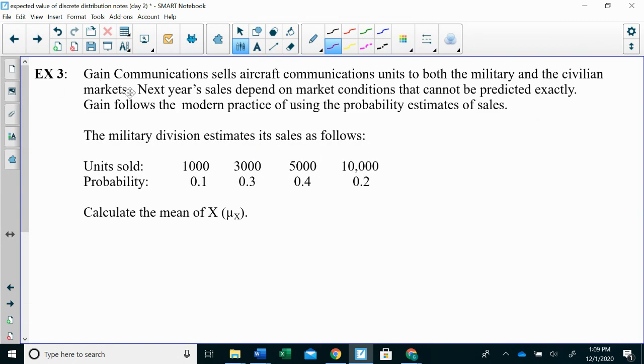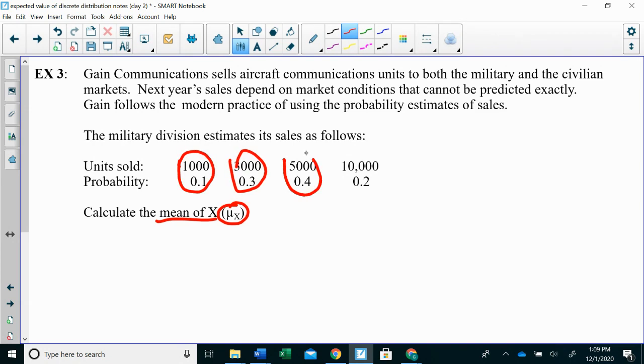Next example: Gain Communications sells aircraft communications units to both the military and the civilian markets. Next year's sales depend on market conditions that cannot be predicted exactly. So Gain follows the modern practice of using probability estimates of sales. So this probability distribution table and this mean expected value concept carries out into the business world. It's asking us to calculate the mean of X, or it could say expected value, and we have that μX symbol. I want you to continue to hear it and see it so you learn that all of these things mean the same thing.